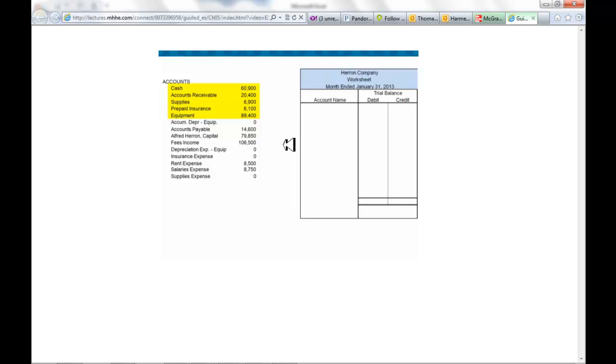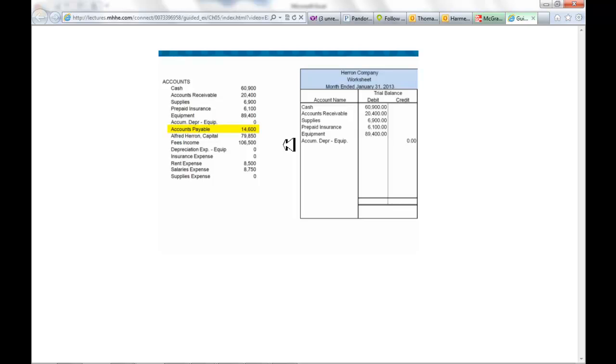Cash, accounts receivable, supplies, prepaid insurance, and equipment are all asset accounts. Asset accounts have normal debit balances. We will include these as debits on the trial balance. The next account, accumulated depreciation on the equipment, is a contra asset account. Its purpose is to reduce the value of the asset. Since we reduce assets with credits, accumulated depreciation has a normal credit balance.